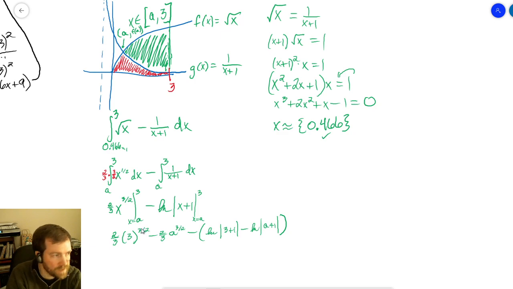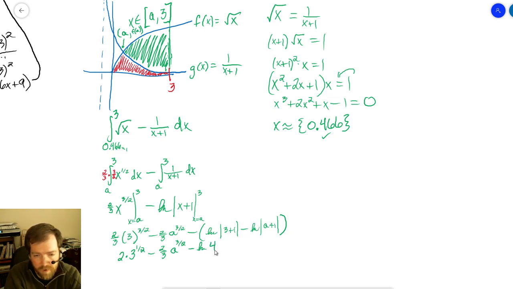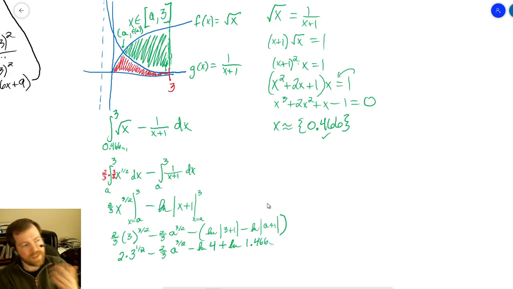Okay, so 3 to the 3/2, we can probably just leave it if you want. We got a 3 down the bottom, so that will divide out one of the 3's, which leaves us with 2 times 3 to the 1/2 minus 2/3 a to the 3/2. All right, minus natural log absolute value. It's a positive number, so it's just 4. This is going to be a plus because we have a minus on the outside multiplied by this minus on the inside. We get the natural log of a plus 1, which is going to be 1.466, again, approximate. So get the exact value as close as you can. Sorry, I also did a on this one, so we're going to leave it as a. Stay consistent with your notation.